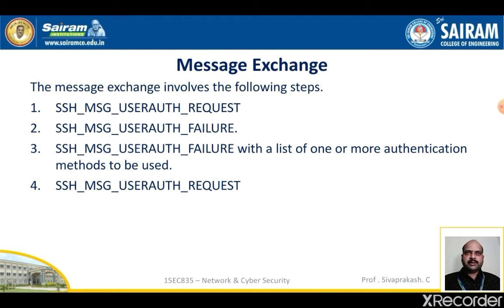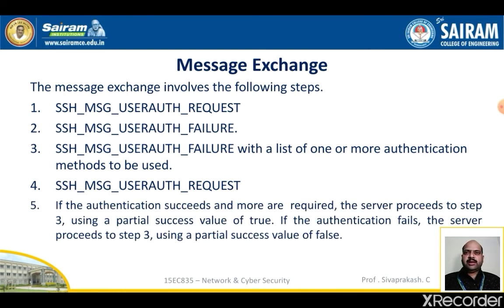At this point, there may be a sequence of exchanges to perform the method. Fifth, if the authentication succeeds and more authentication methods are required, the server proceeds to step 3 using a partial success value of true. If authentication fails, the server proceeds to step 3 using a partial success value of false.